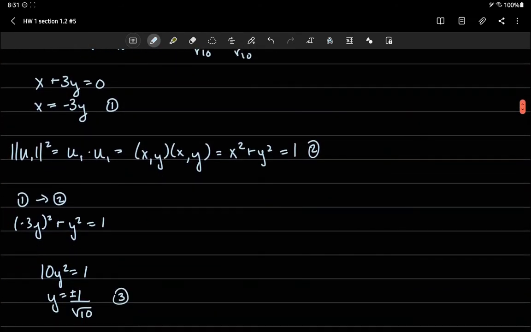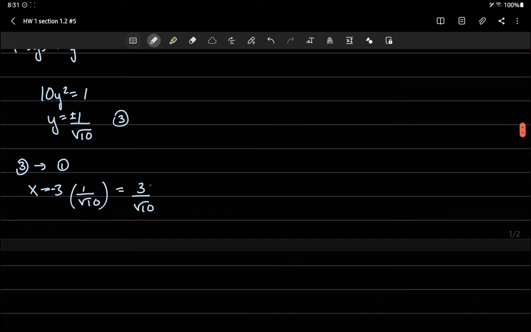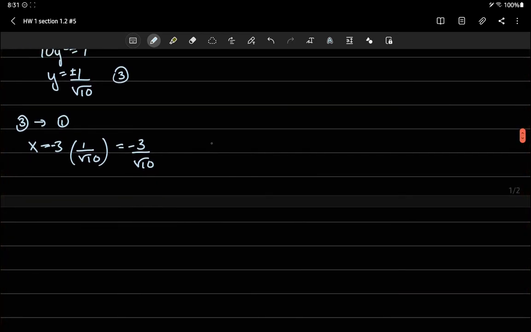So, x equals 3 times plus 1, which is that, or negative 3, I mean, there's a negative there, so this is negative 3 if we're multiplying by positive 1 over root 10. Or if we plug in negative root 10, or 1 over root 10, we should get x being just positive 3 over root 10.